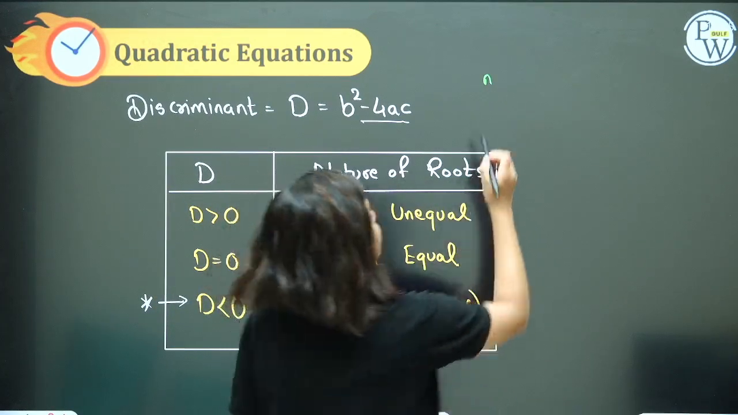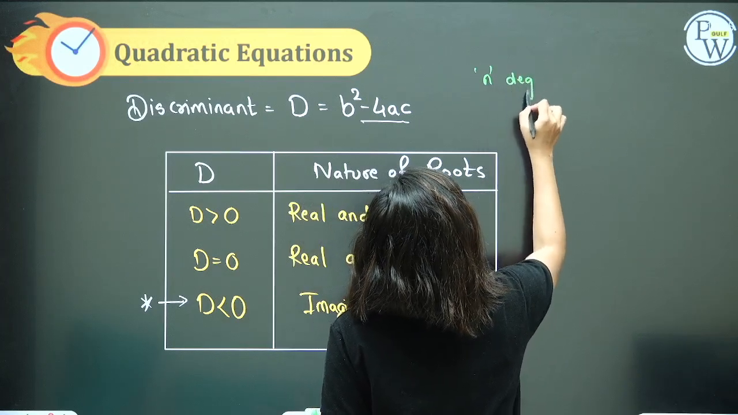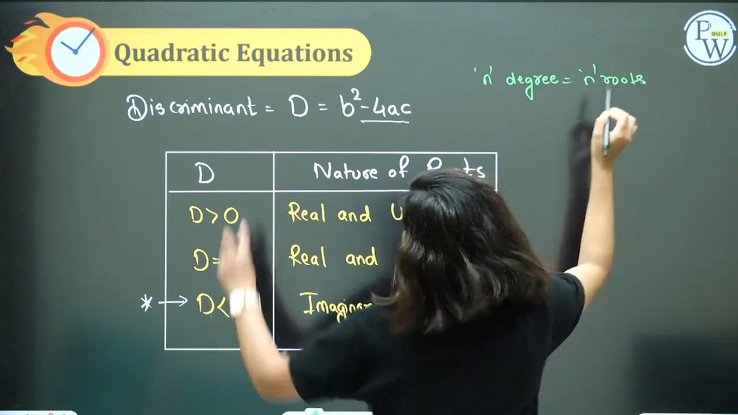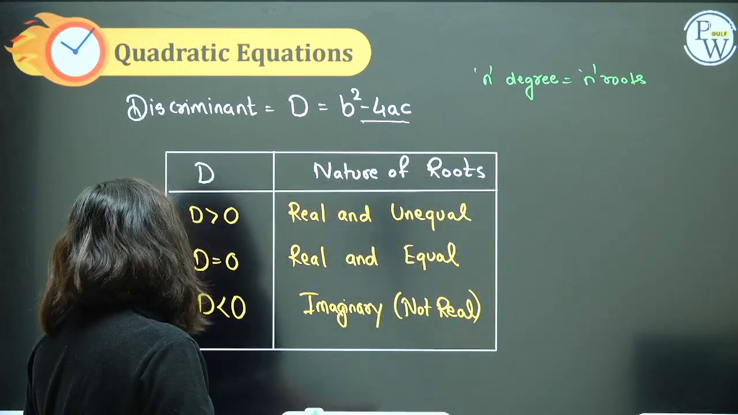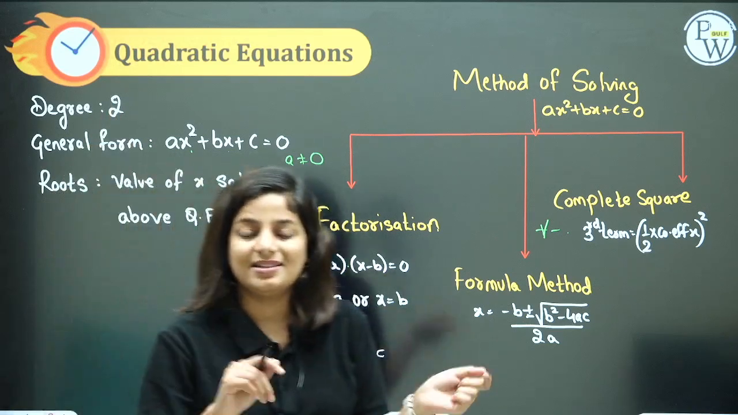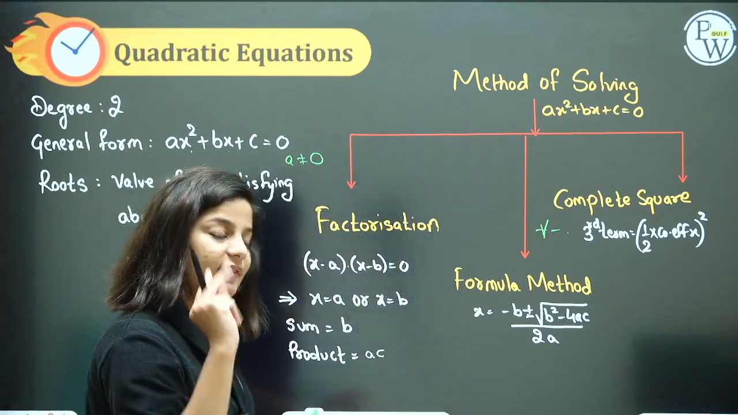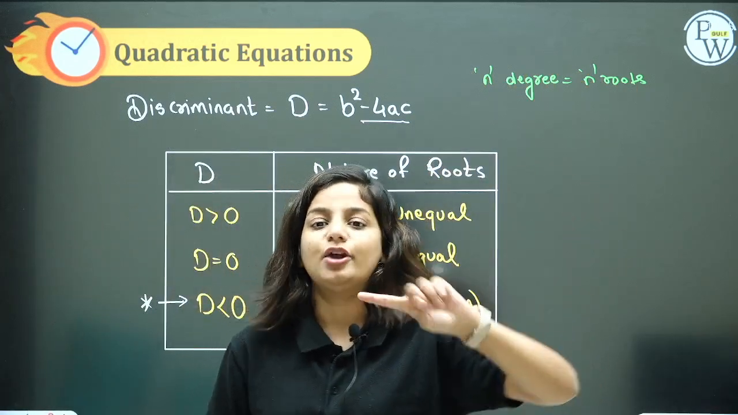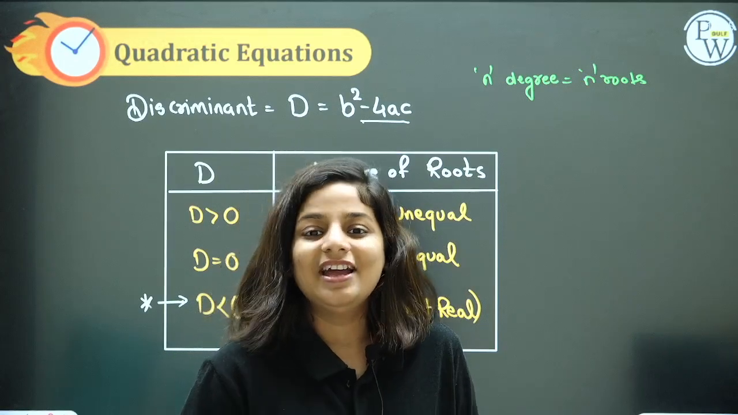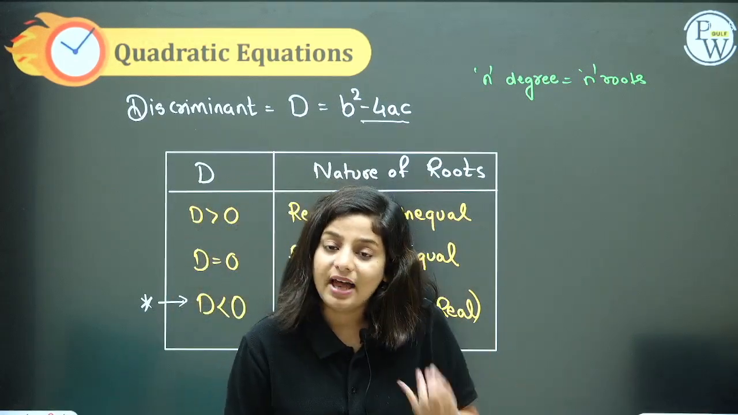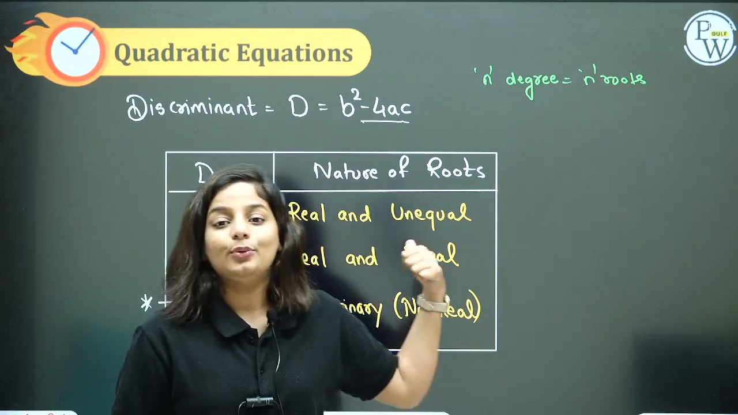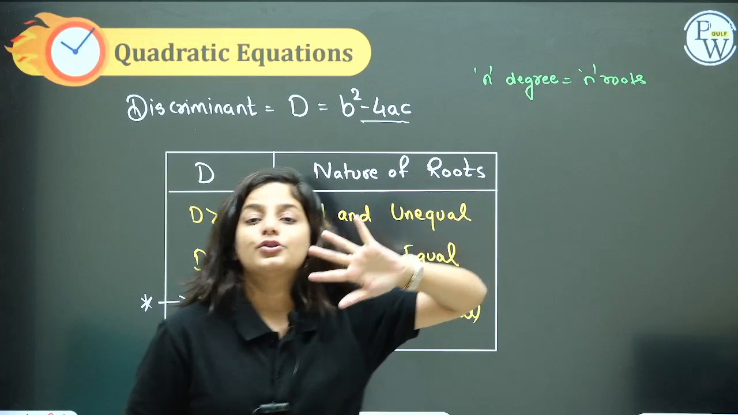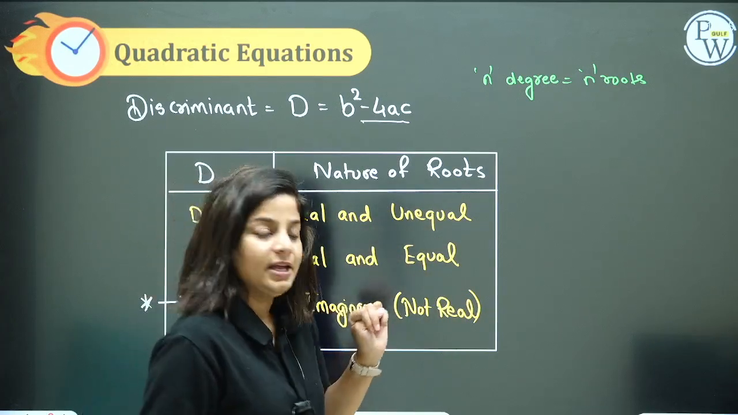A polynomial equation of n degree will have how many roots? N roots. If it's a second degree polynomial equation, it will have 2 roots. If it's a cubic equation, it will have 3 roots. If it's a linear equation, it will have only 1 root, 1 solution. If it is biquadratic, it will have 4 solutions. So we are dealing with quadratic equations. That means degree is 2, and the number of values of x will also be 2.